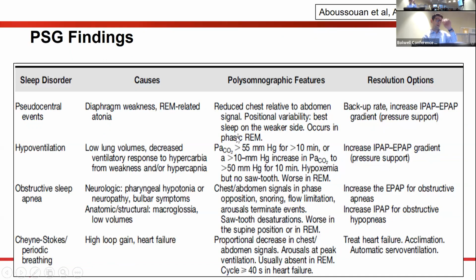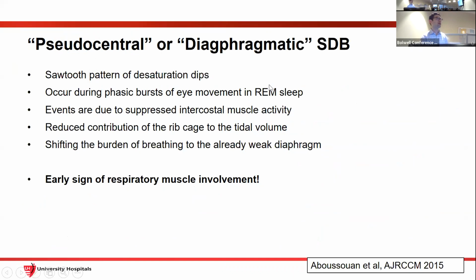All right. So we'll go to some classic PSG findings that you might see when you're reading sleep studies, or in the report if you get one back from a sleep study. Some of those are pseudocentral events, hypoventilation, obstructive sleep apnea, and then you can see Cheyne-Stokes periodic breathing if there's high loop gain or heart failure as well. So what is a pseudocentral or diaphragmatic sleep disordered breathing? You'll see a sawtooth pattern of desaturations or dips. It occurs during phasic bursts of eye movement, so during REM sleep.